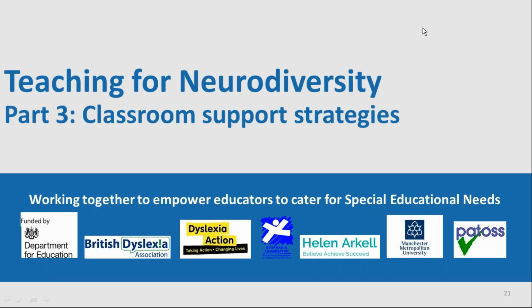Tonight's session is called Classroom Support Strategies. As with parts 1 and 2, the materials you see in the webinar have been developed by a consortium of leading charities, including the British Dyslexia Association, Dyslexia Action, Dyscalculia Foundation, Helen Arkell and Patoss, with additional input from Steve Chinn, Fintan O'Regan, ICAN and Ambitious About Autism.